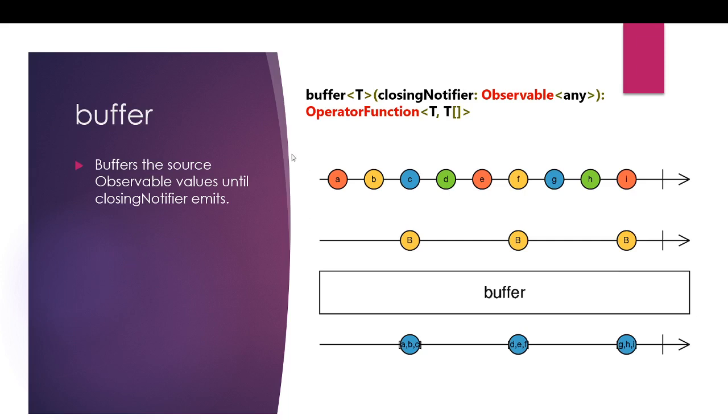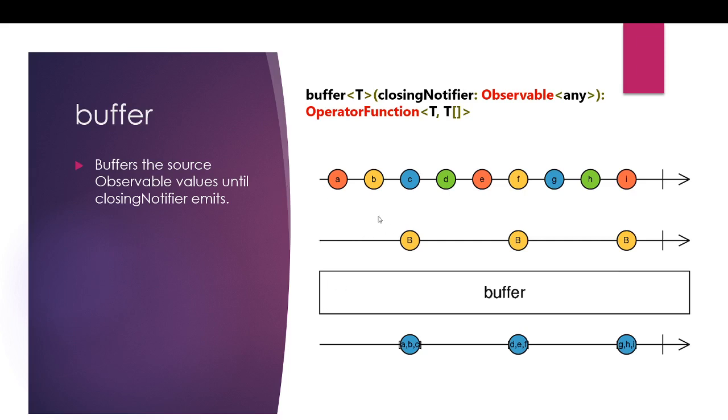As the syntax shows, buffer is my operator name, and it takes a closing notifier. You have to specify another observable which emits values, and whenever that closing notifier emits a value, at the same time it returns the entire buffer array. So here you can see A, B, C, and then my closing notifier emits a value, so it creates the bundle of A, B, and C and emits that value.